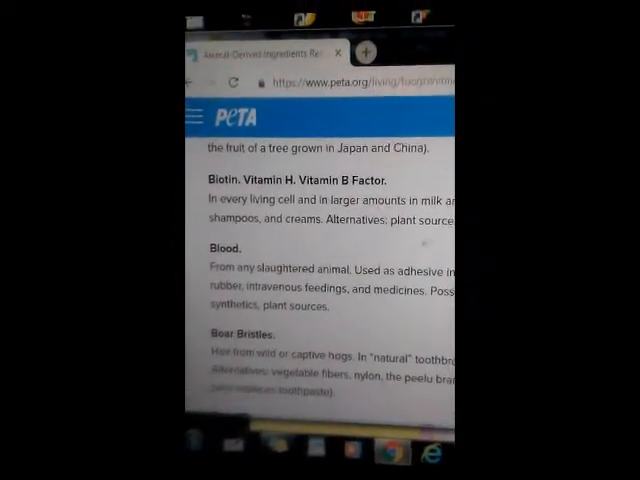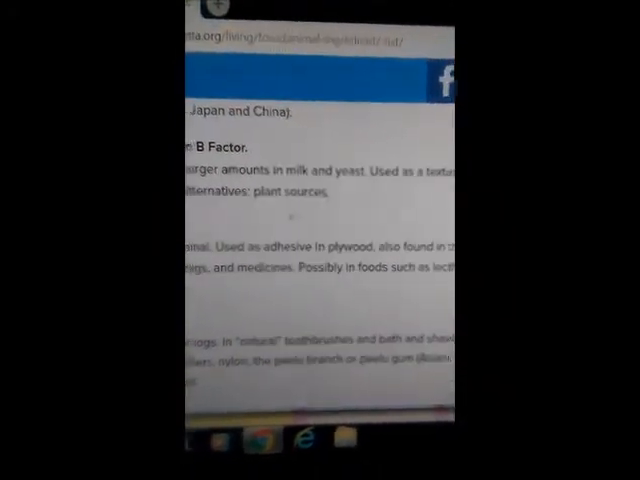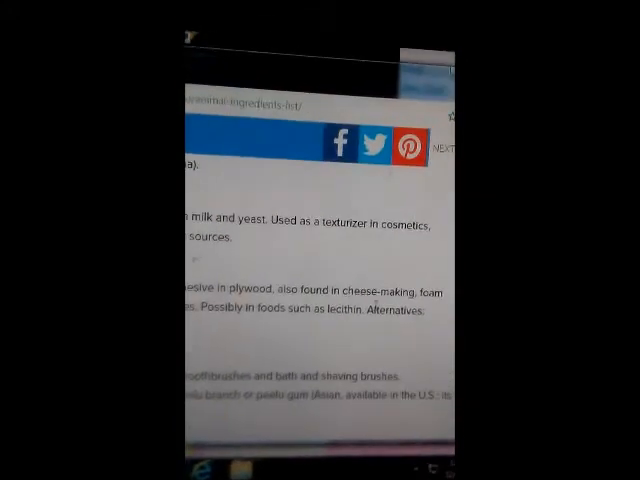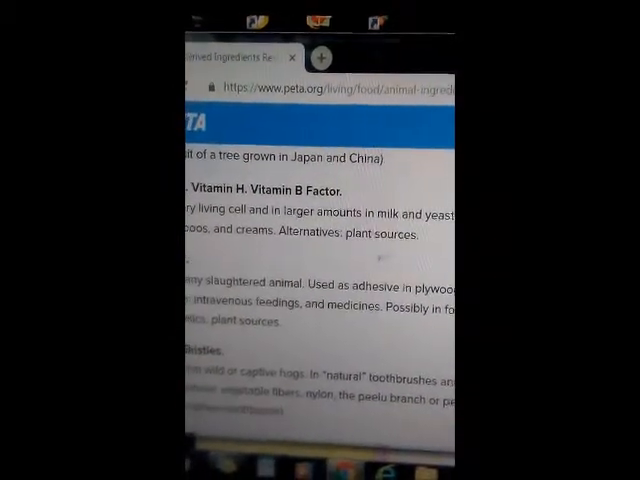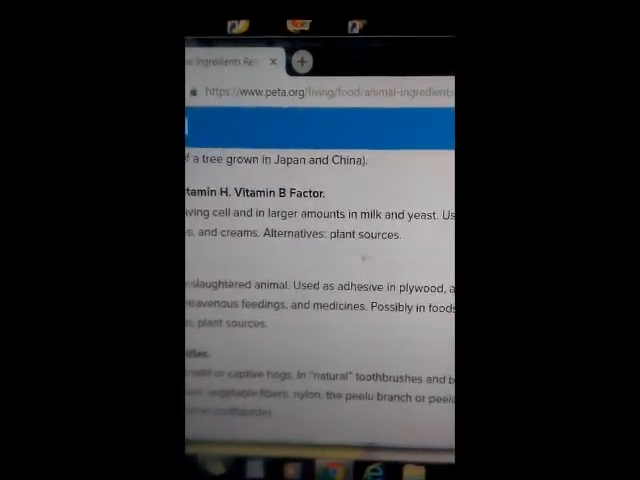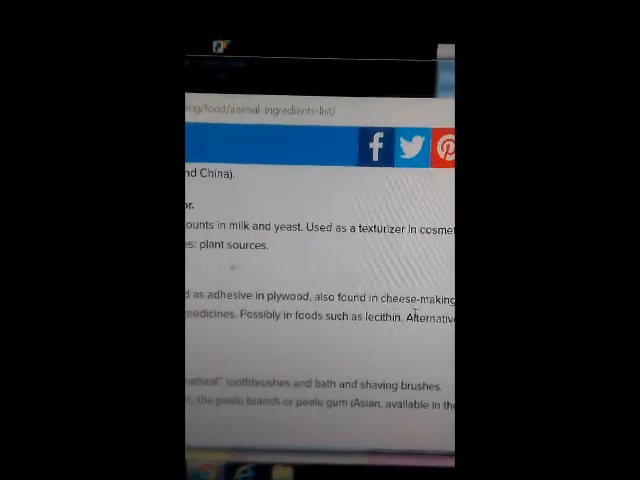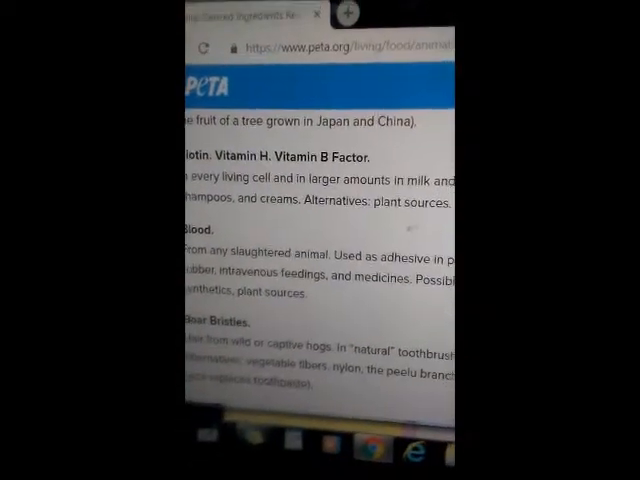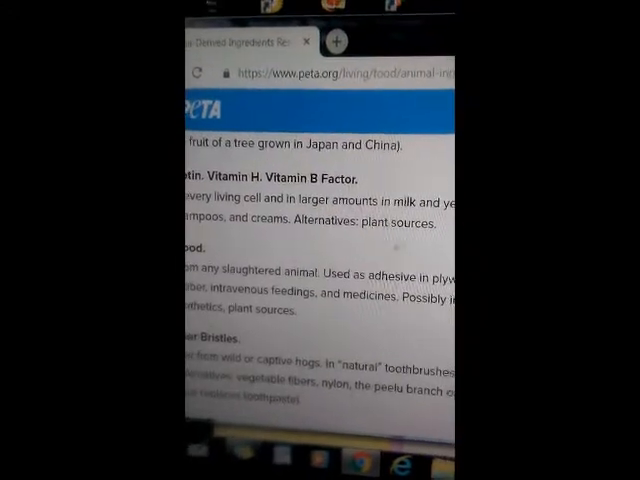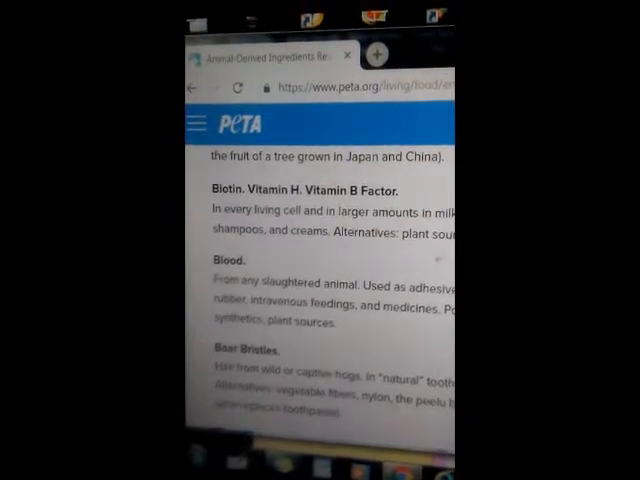Okay, so there's blood from any slaughtered animal, used as adhesive in plywood, as found in cheese making, foam rubber, intravenous feedings. I mean, come on now, this is nasty. Intravenous feedings and medicines, possibly in foods such as lecithin. I think it's lecithin. Alternatives: not the synthetics, but the plant sources, or synthetics if you're using it for foam rubber and intravenous feedings.